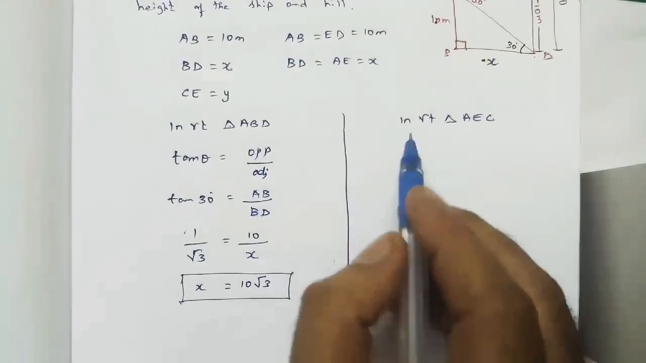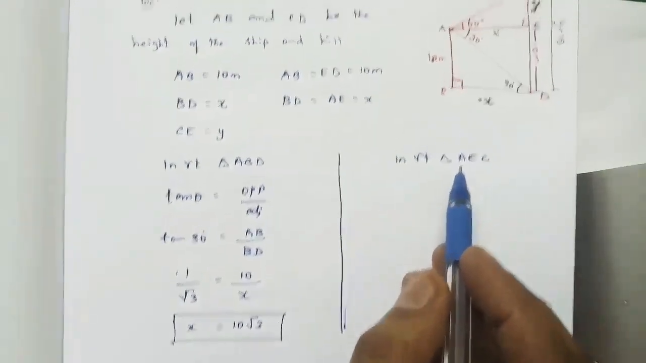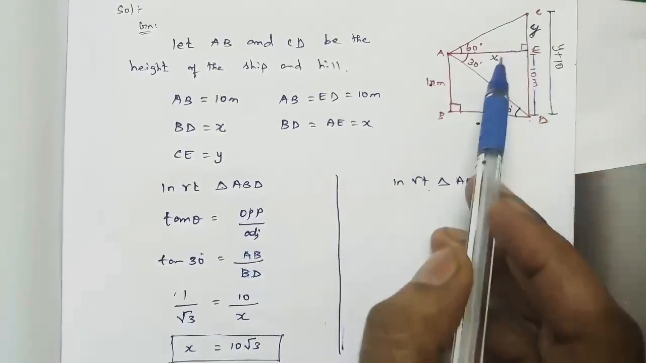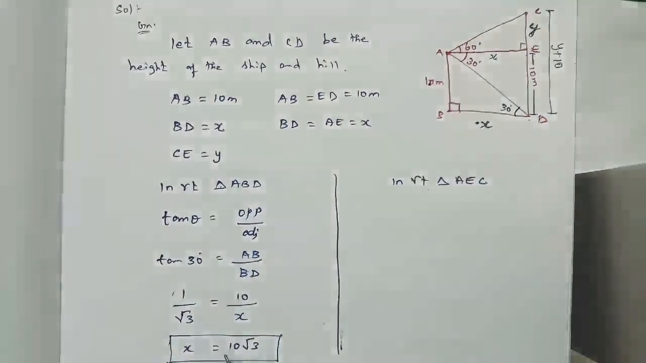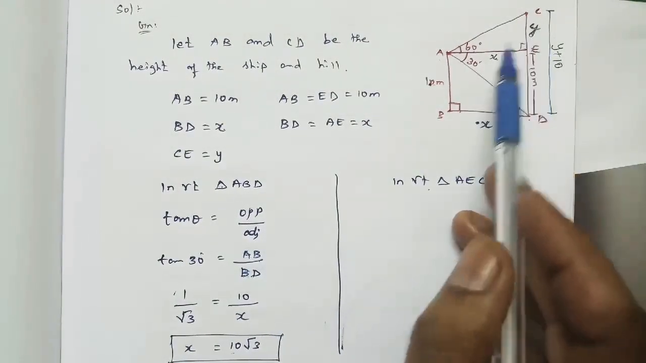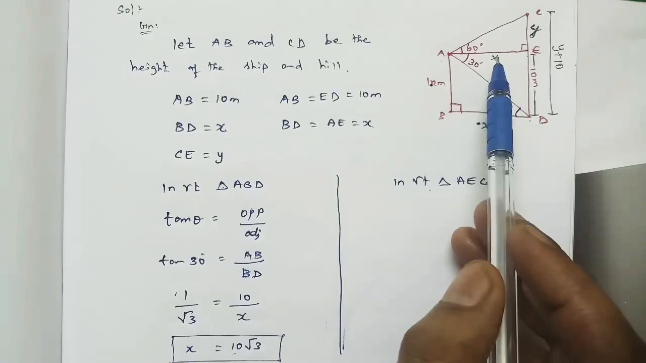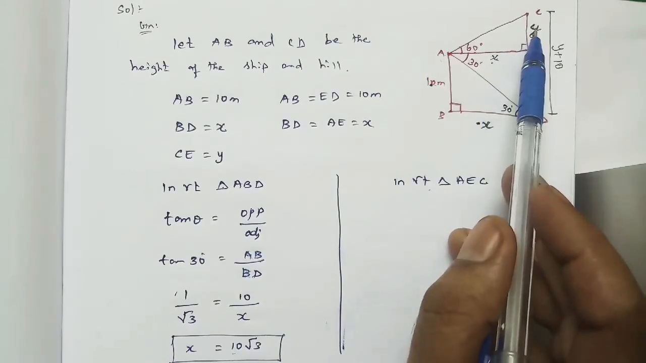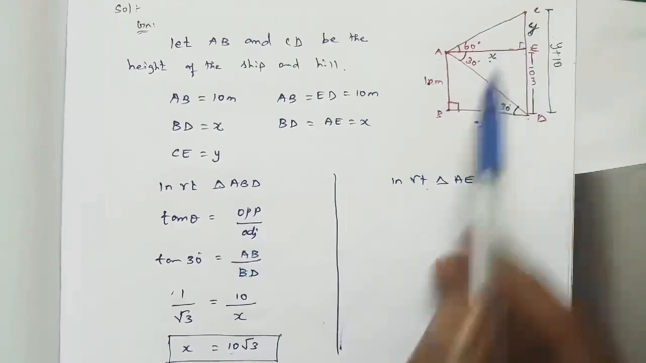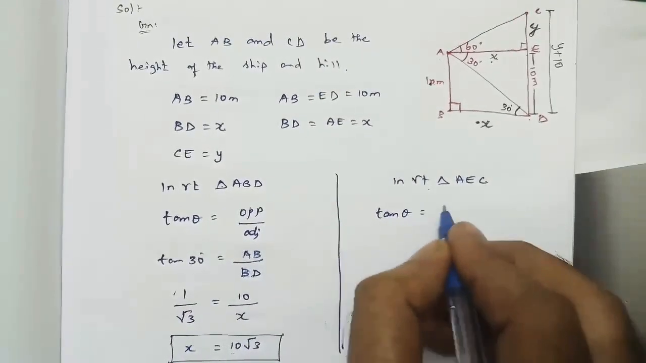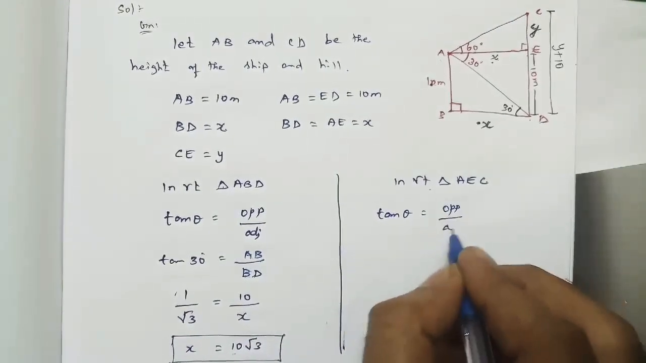Next, in right triangle AEC, we know the value of x, 10 root 3, and we need y. So for 60 degree, which two sides? We know the adjacent side and we want to find the opposite side. So using trigonometry ratio, tan theta is equal to opposite side divided by adjacent side.